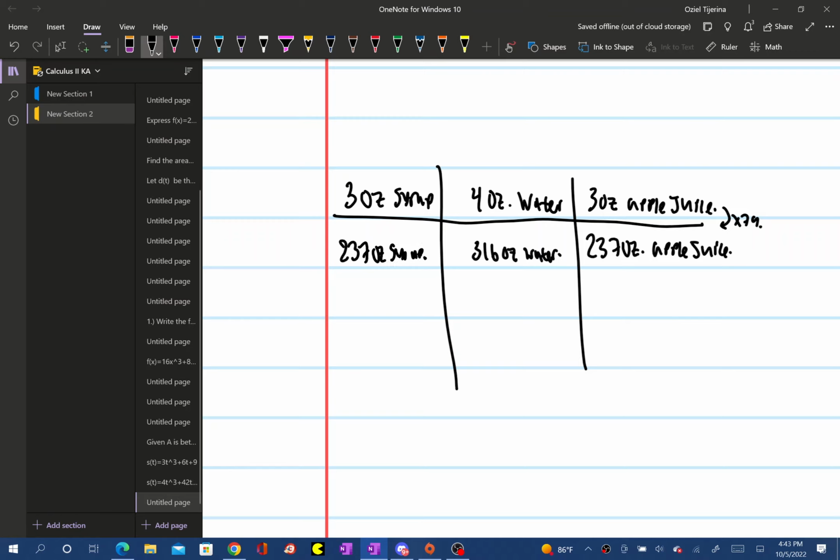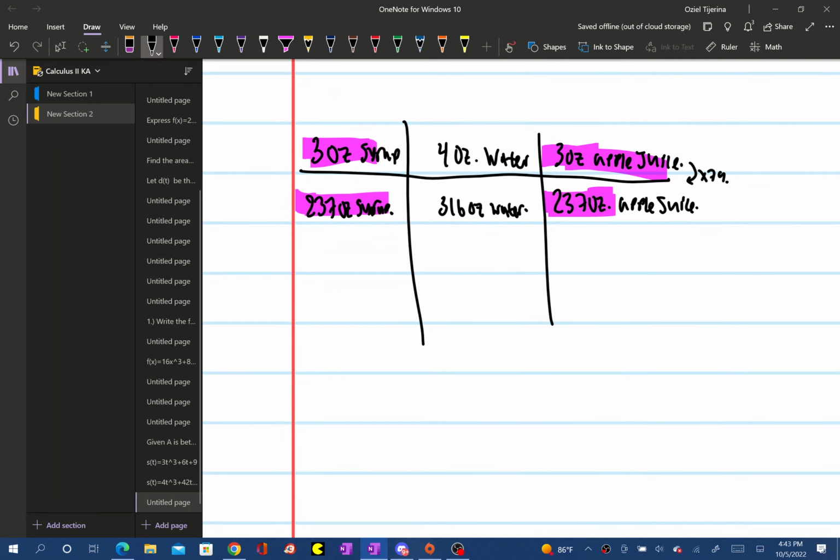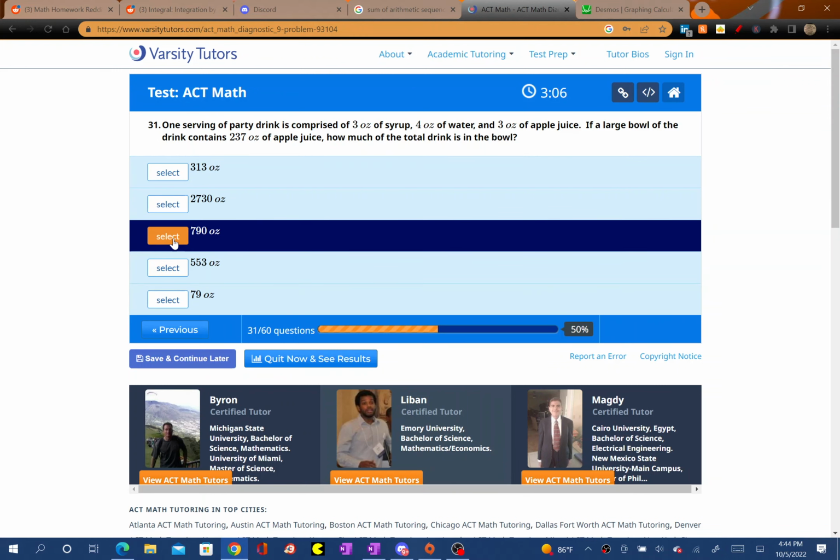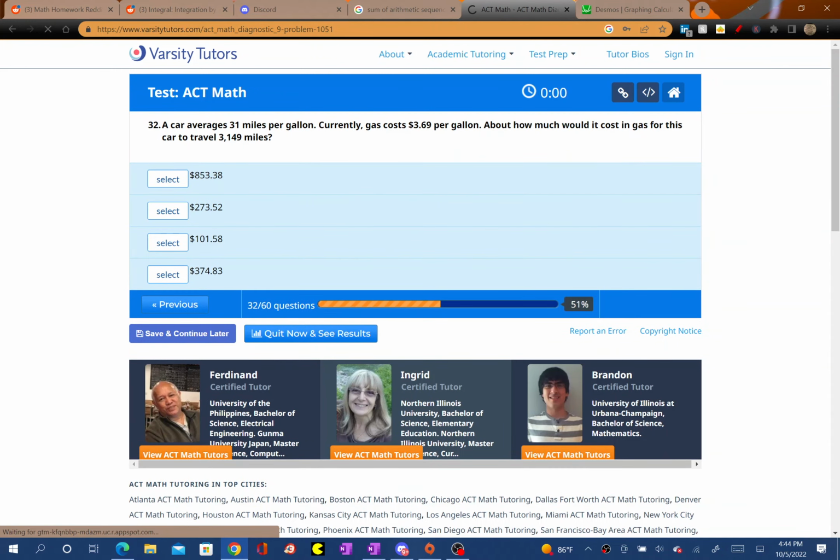Because it's literally 3 ounces. These two things are the same idea. So that's how I got that. So then, the total ounces that we would have is 237 times 2, because there's 237 plus 237, and then plus 316, which is 790. So the total ounces would be 790, I believe. Okay.